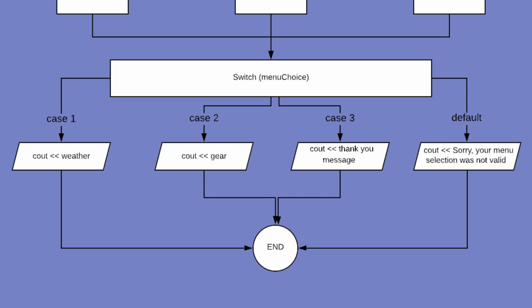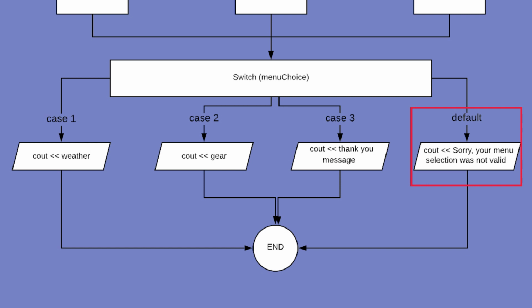If the value of menu choice is 1, we'll follow the case 1 path and display for the user the weather predictions that got initialized earlier based on the value of temp. If the user selects 2, then we'll display the gear recommendations. If they selected 3, which was the option to exit, we'll simply thank them for using the program and then exit. Finally, we have a default case.